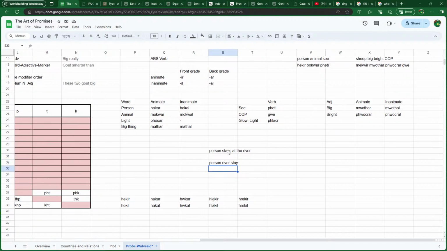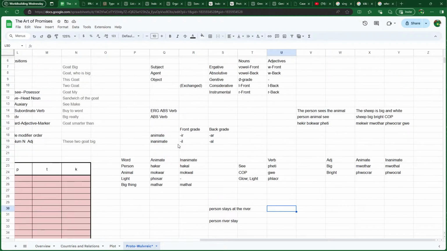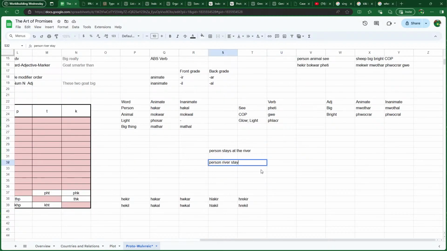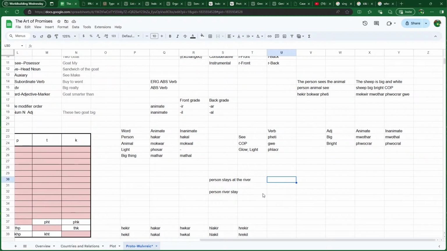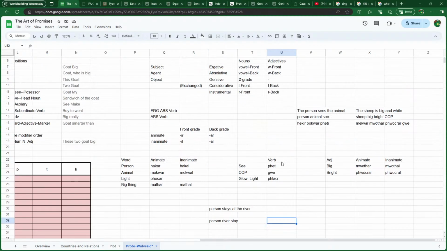Okay, so does that mean that person, river, stay is the same thing as the person is at? How do you tell the difference between the two in conversation? Context, I guess.